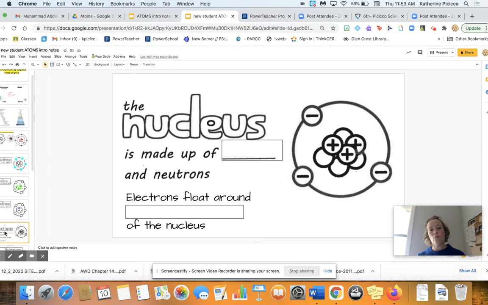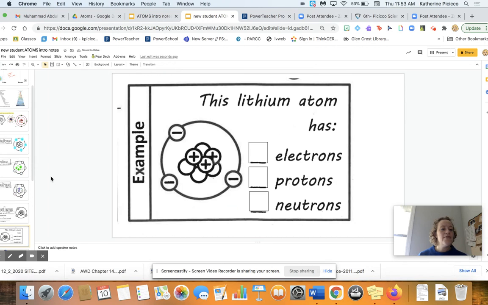Okay, just a couple more things. This middle part, again, is what we call the nucleus. And if you remember, it's made of these little pluses called protons, and also of these ones that don't have any charge, neutrons, okay? And then the electrons float around outside of the nucleus, okay? And then, when we look at an atom, we basically count how much it has.